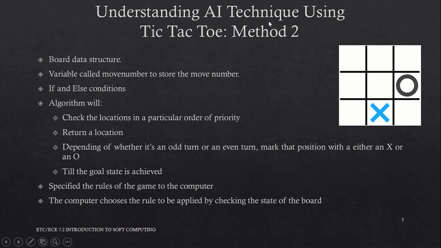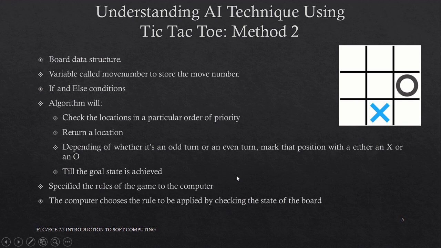Here now we have specified the rules of the game to the computer, like what the move should be if a certain position is marked. The computer is choosing the rule to be applied by checking the state of the board. Here at least the computer is making a decision. Some more responsibility is off the programmer, but not all the responsibility. The computer is not doing this on its own.